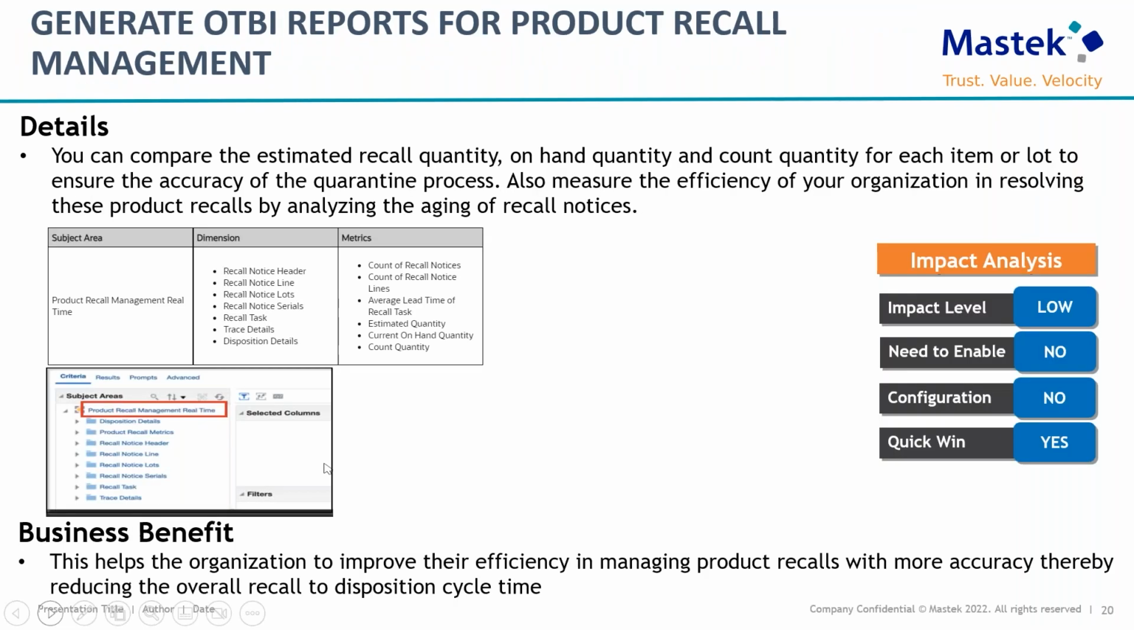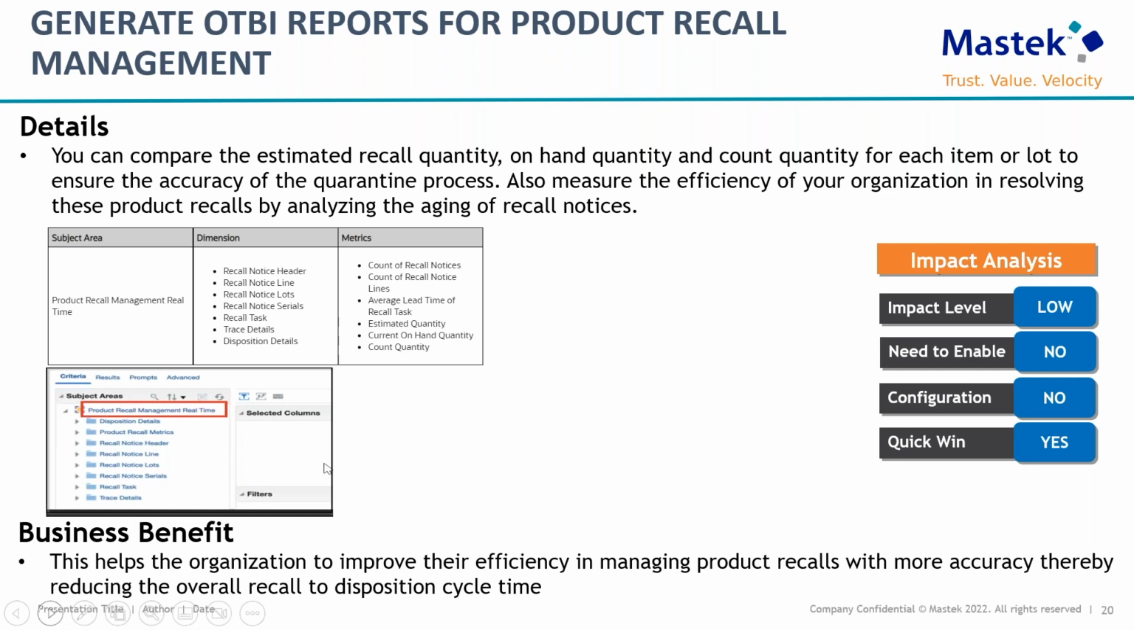Next, we can talk about generate OTBI reports for product recall management. The details of this particular feature are that you can compare the estimated recall quantity, on-hand quantity, and count quantity for each item or lot to ensure the accuracy of the quarantine process. Also measure the efficiency of your organization in resolving these product recalls by analyzing the aging of recall notices. The screenshot that you're seeing over here on the screen is the new subject area under the product recall real time that has been added in the new feature.